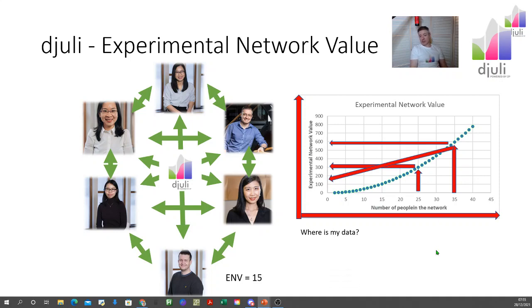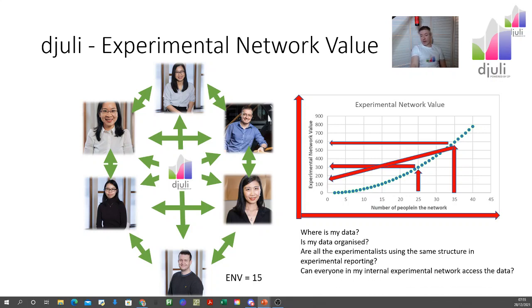So I'd ask a few questions. Can you answer these questions positively? If you can't answer these kinds of questions positively, then you do have a problem, and you do have to consider a system like djuli. So the questions are: where is my data? Is my data organized? Can you answer that positively? Are the experimentalists using the same structure in experimental reporting? Can everyone in my internal experiment network access the data? So can all my internal colleagues see the data? And then the next question, can everyone in my external collaborations access the data?